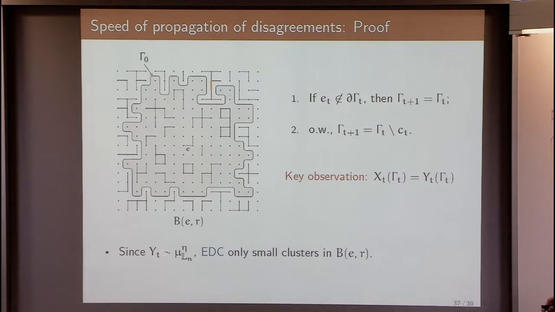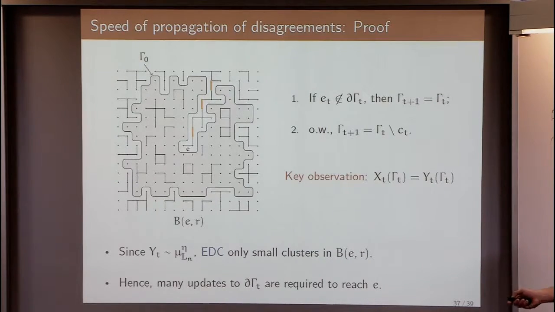The key observation is that since we choose Y_t to be from the stationary measure, and we have this exponential decay of connectivity property, so all the components are small, we actually need many updates to reach the center of the box. And this is an unlikely event if we don't take too many steps of the Markov chain.